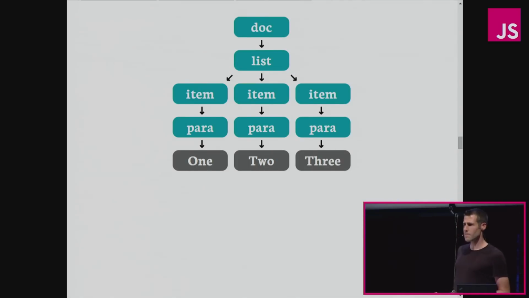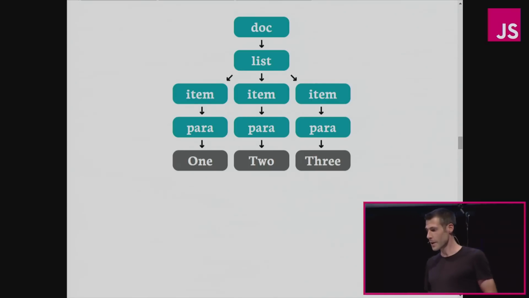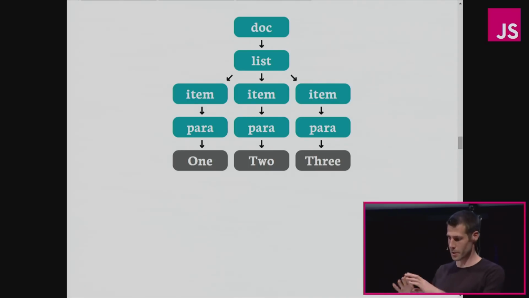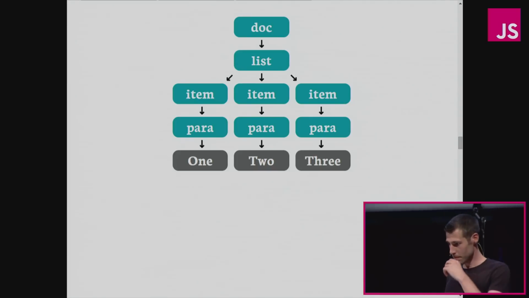So I'm going to go into ProseMirror's document model for a bit. It's list-based, it's tree-based, much like the DOM. So if you have a document with a list of 3 items, it looks something like this. You get a list node with 3 item nodes, with 3 paragraph nodes, with some text content in them.